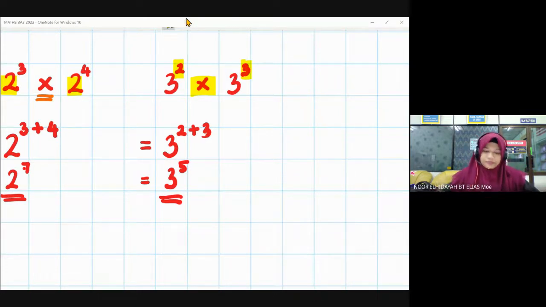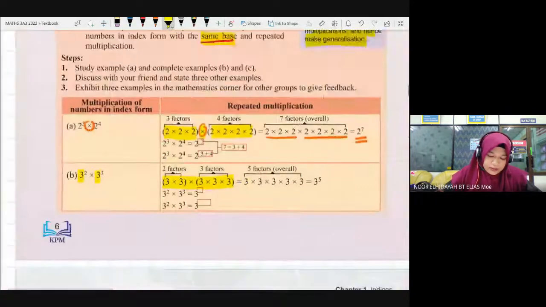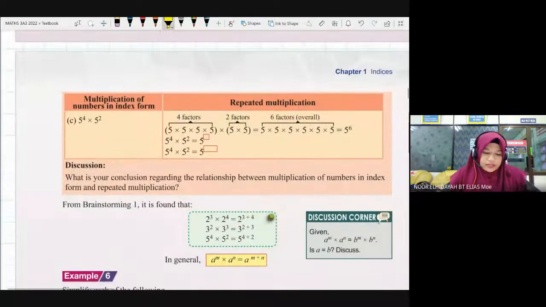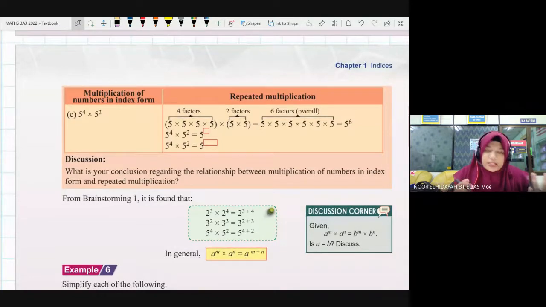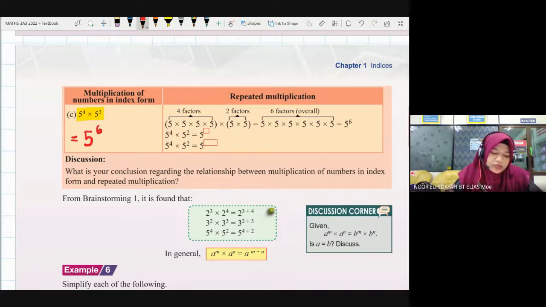Okay, alright, next. Next example, kita tengok 5 to the power of 4 times 5 to the power of 2. Boleh siapa-siapa jawab? 5 to the power of 6. Sebab awak tahu awak kena tambah 4 plus 2.